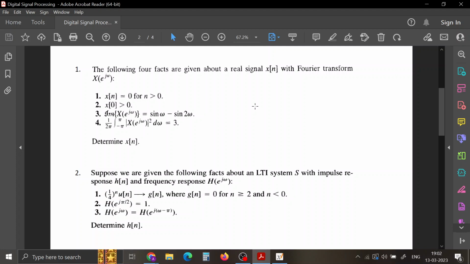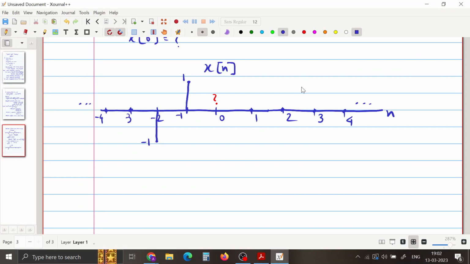Does anything come to your mind when you see this fourth condition here? 1 by 2 pi this integration equals 3. It's a possible identity. Exactly. Very good. That's exactly what I was expecting.